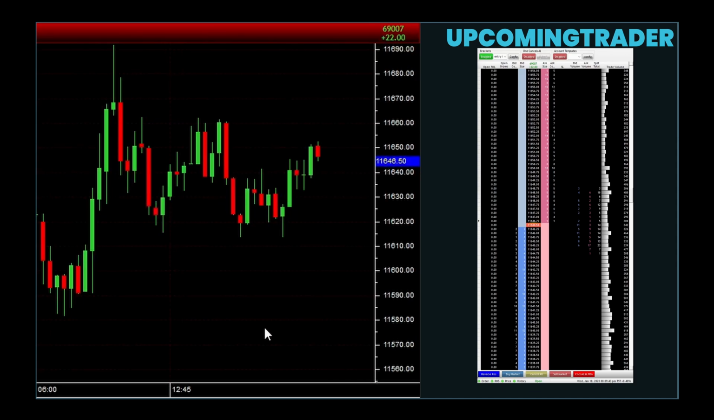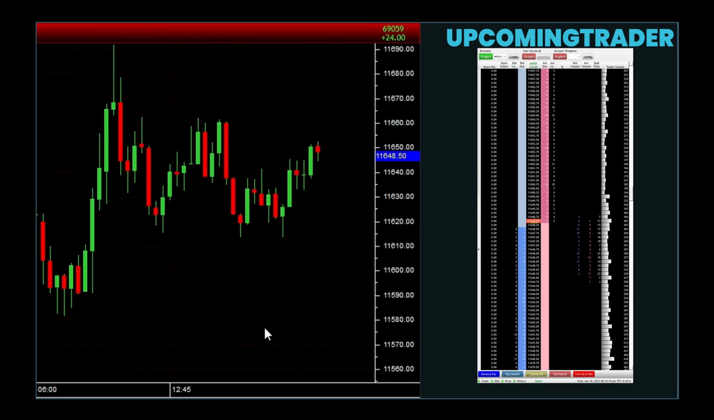Flags and pennants often form after a sharp move in price, and they show a brief period of consolidation before the trend continues. Wedges are similar, but have sloping trend lines that indicate a tightening price range. Rising wedges are usually bearish, while falling wedges are often bullish. By combining the information you get from the order book with these chart patterns, you can significantly improve your timing for entering and exiting trades.